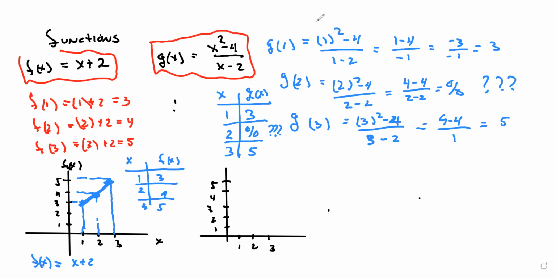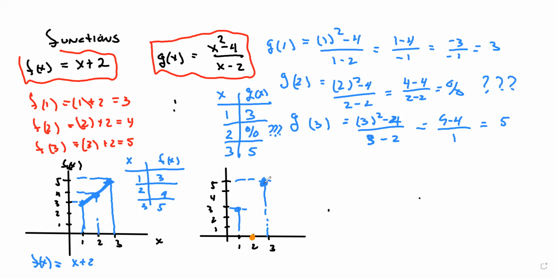I'll use the same blue here. For 1 and 3, so for 1 we got 3 right here. And for 2, it comes down here. I'll use another color to stress it out. And for 3 it goes to 5. So for 3 we go to 5, which is over here.